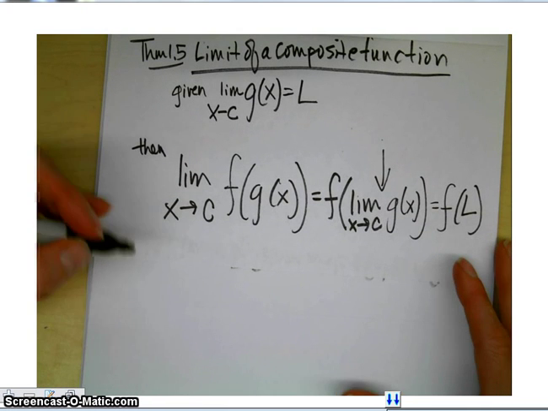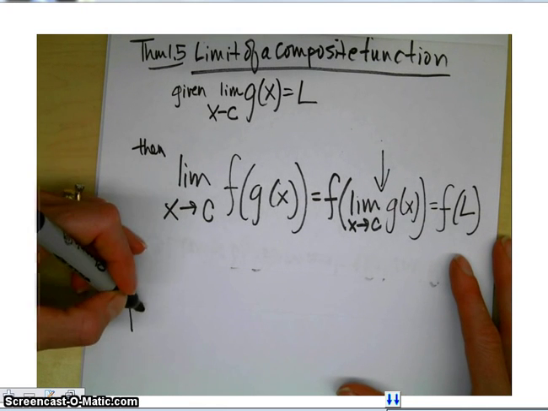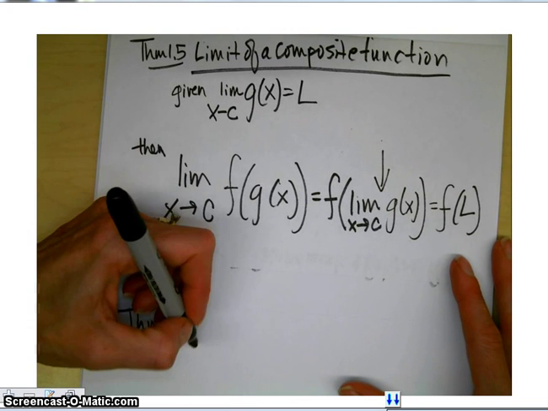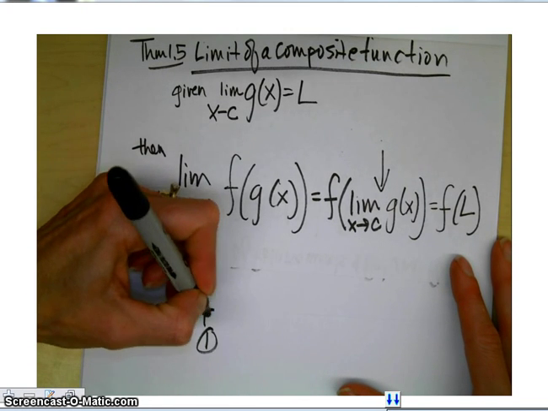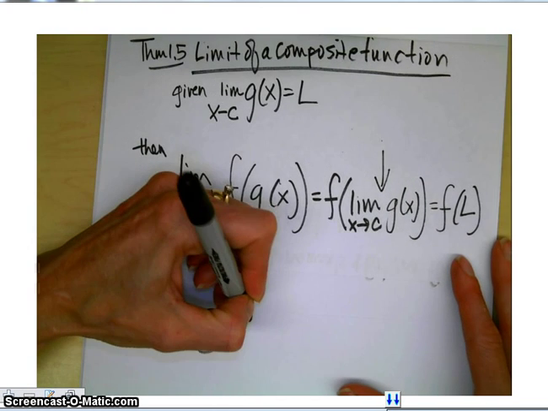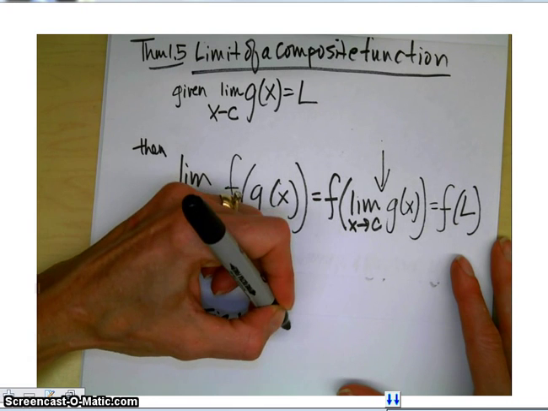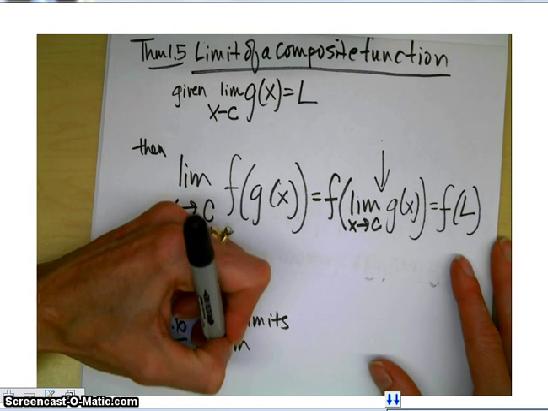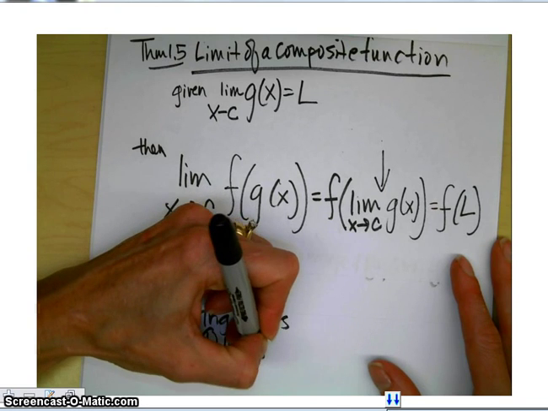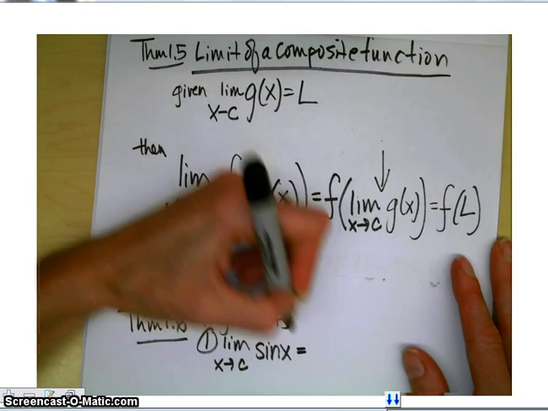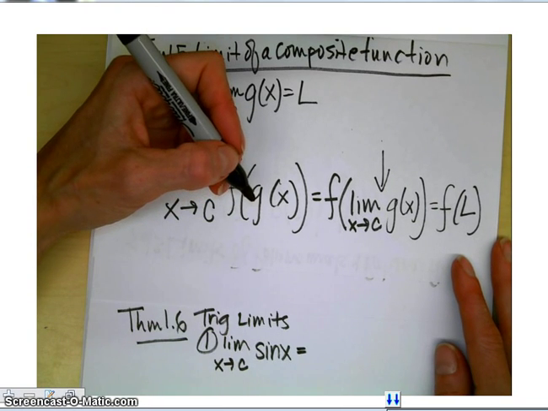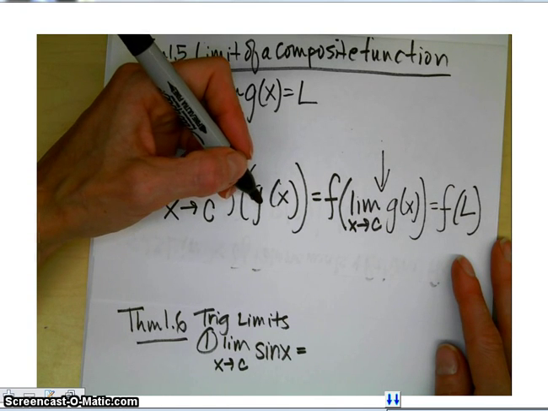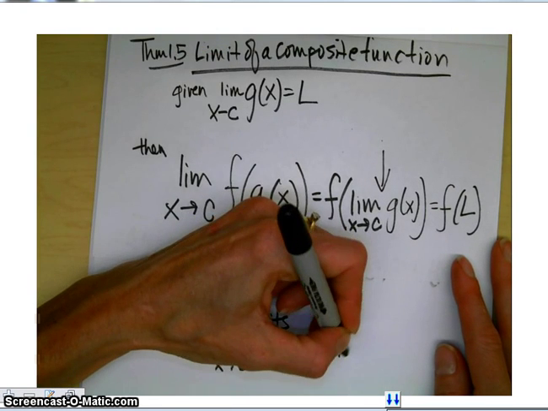All right, now I'm not going to write down all of the trig theorems. Theorem 1.6, I'm just going to write down one of them. Trig limits. You can write them all down if you want to. But let's say 1 is the limit as x goes to c of the sine of x. What does it say that that limit is equal to? It's in your book. Okay. Sine of c.